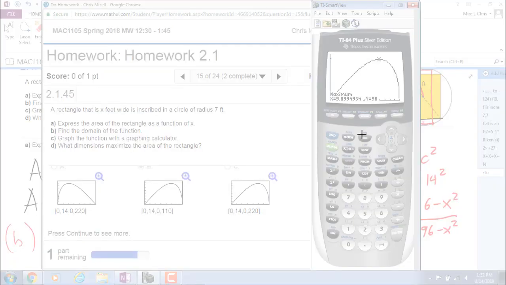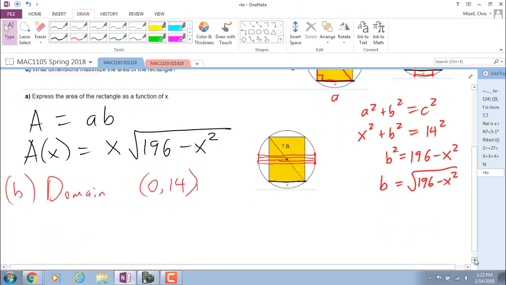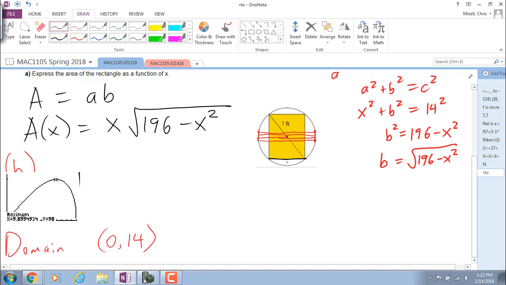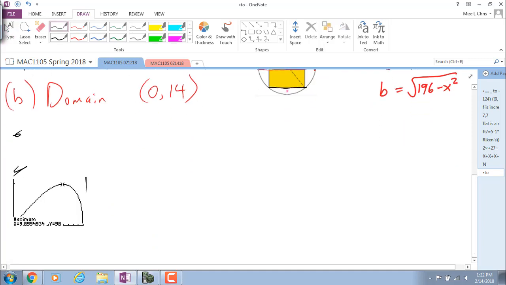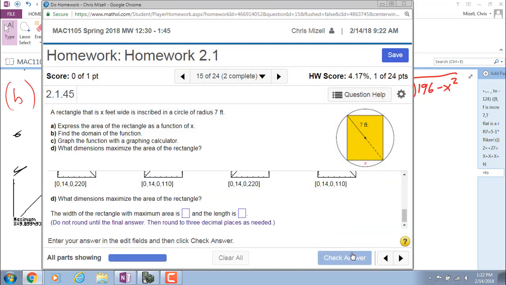I'm going to take that picture and copy it and then see if it gives us any more information on how many decimal places that it wants. You'd think it would say, right? Does it say how many decimal places? I got to press continue to see more. Okay, fine. Do not round until the final answer, then round to 3 decimal places as needed.